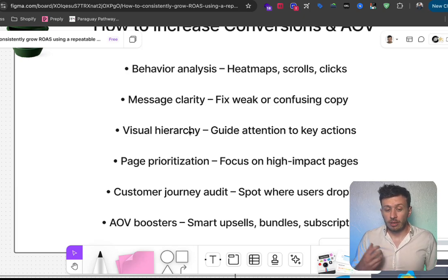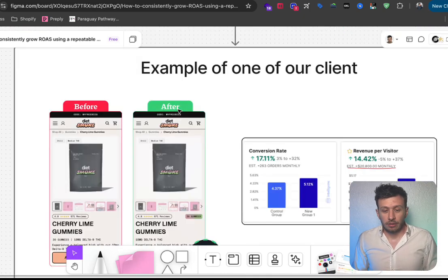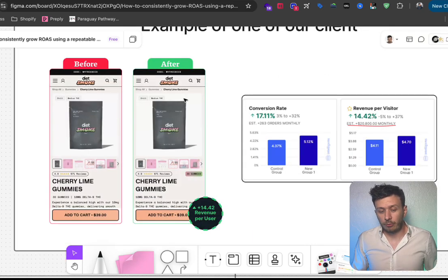We also need to do some visual hierarchy to make sure that the right elements on the page are actually guiding people to the right place, right? And we also need to prioritize or focus the changes that we make on the website to impact the most visitors possible. There's a lot going on here, and there's a lot of options and things that we can do. So it can look quite complicated. So that's why I'm going to show you one example that we did for one of our clients.